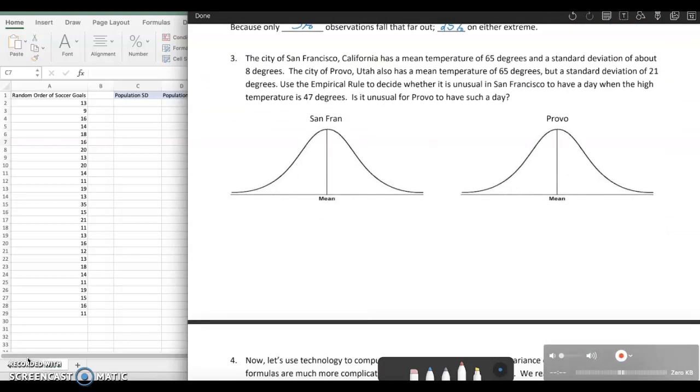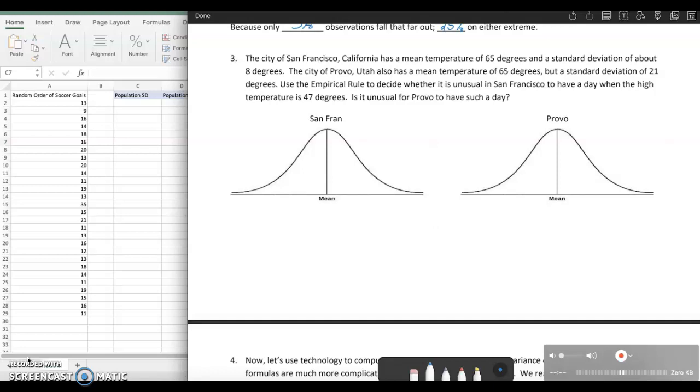So let's look at an example here. It says the city of San Francisco, California has a mean temperature of 65 degrees and a standard deviation of about 8 degrees. The city of Provo, Utah has a mean of 65 degrees as well, but a standard deviation of 21 degrees. We're going to use the empirical rule to decide whether it's unusual for San Francisco to have a day when the high temperature is 47 degrees, and also whether that is unusual for Provo. Okay, and again, what probably should be stated here is that the temperatures are unimodal and symmetric in distribution.